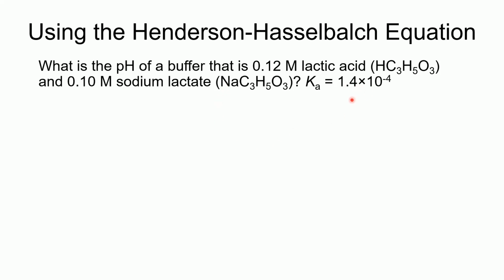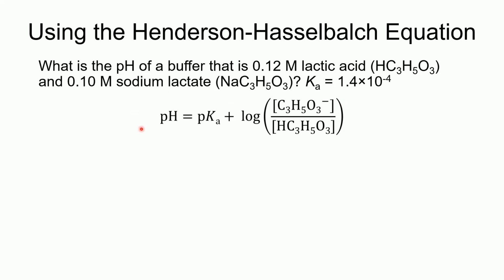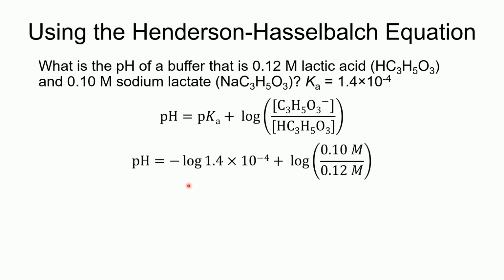And then here is the Ka. Normally you would have to go look that up in Appendix D1, but here we don't need to. So here is our pH. pH is equal to pKa plus log of the concentration of our conjugate base over the concentration of our weak acid. And now we'll just put those numbers in. So negative log of 1.4 times 10 to the negative 4. Our base was 0.10 molar, and our acid was 0.12 molar.